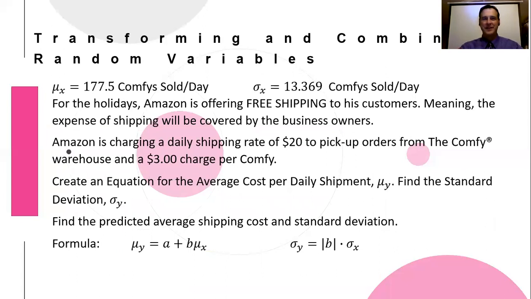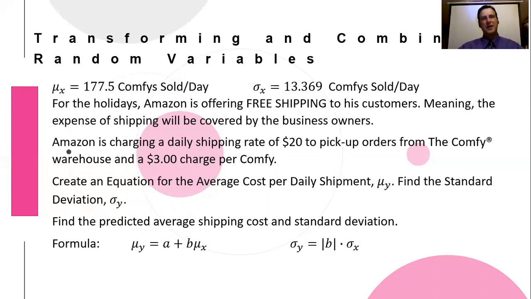All right, if you did that, here is the average for X, which is the number of Comfies sold per day on Amazon: 177.5, and the standard deviation is 13.369. So on average, we expect to sell about 177.5 Comfies per day through Amazon. And the 13.369 means that sometimes we'll sell a little bit more, sometimes a little bit less, but the amount of Comfies sold per day will vary by 13.369 Comfies from the mean amount.